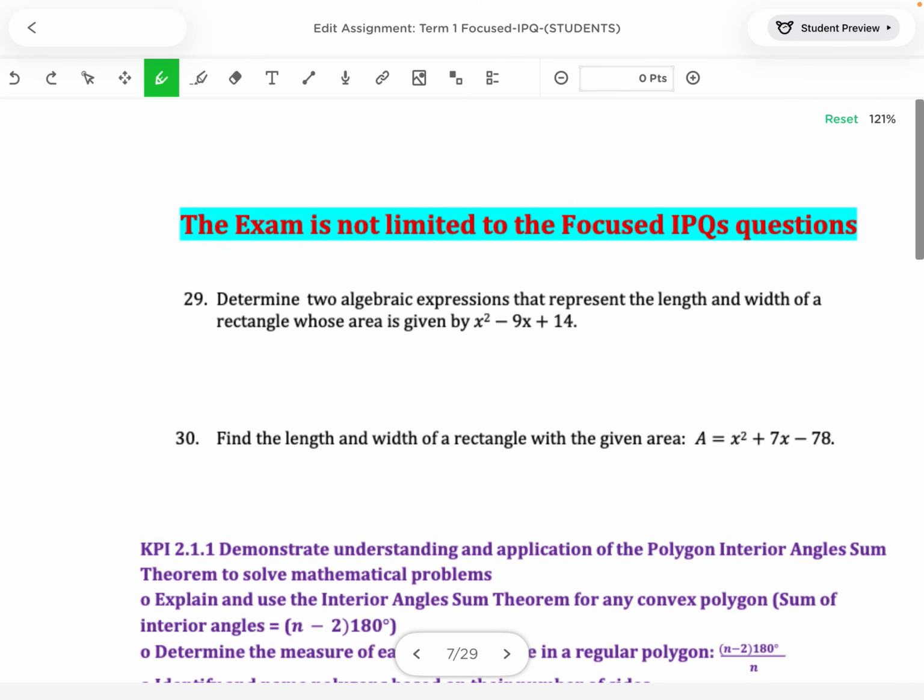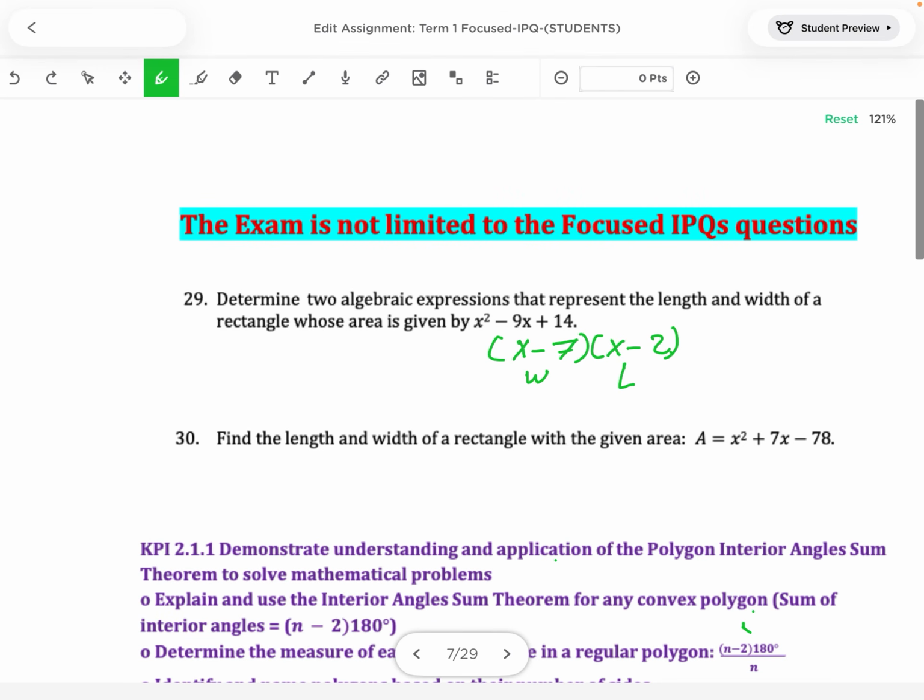Same story for this one. Determine two algebraic expressions that represent the length and the width of a rectangle whose area is given by the expression. Calculator mode 5-3, you will get the expressions to be x minus 7 and x minus 2. So one of them is the length and the other one is the width.